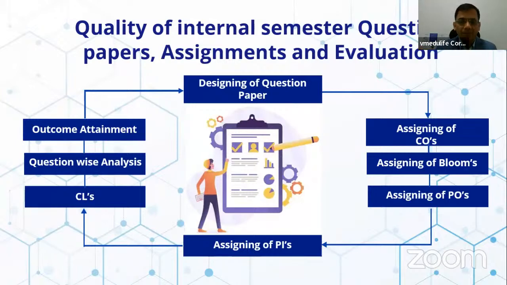So to minimize this gap, they introduced the concept of competency and PI. Competencies are part and parcel of the statement of a PO, and the performance indicators are part and parcel of the individual statements of the competency. So at the top level, PO will be there, followed by competency, followed by performance indicator, and followed by the course outcome. This is how the gap will be minimized. There will be a bridge in the form of these competencies and PIs. Then we design the question paper, perform the question-wise analysis, and finally the outcome attainment.